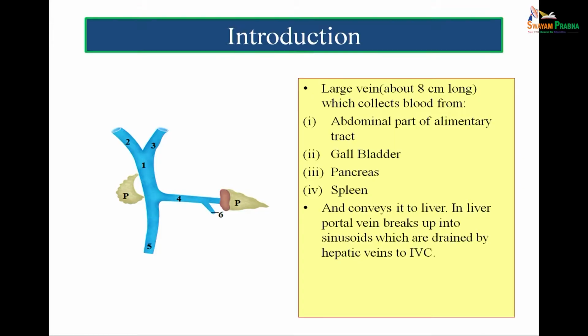So, in the figure on the screen, you can see P represents the pancreas, 5 represents the superior mesenteric vein, 4 represents the splenic vein, 6 is the inferior mesenteric vein entering the splenic vein, and 1 is the portal vein, which is 8 cm long and divides into right and left branches. So, once again, the formation of the portal vein is important. It's very important to understand the concept regarding the formation of the portal vein. It is formed behind the neck of the pancreas at the vertebral level L2.